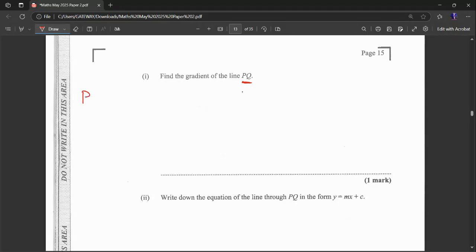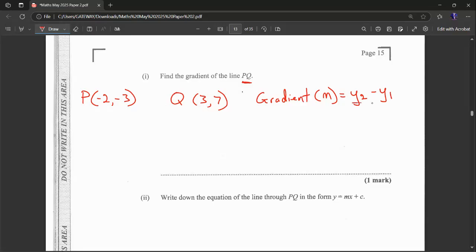So point P, the coordinates for that was (-2, -3). X was -2 and y was -3. And Q was (3, 7). The formula for the gradient, and the letter commonly used for gradient is m, so I'm putting that in brackets. The gradient m is equal to y2 minus y1 all over x2 subtract x1.